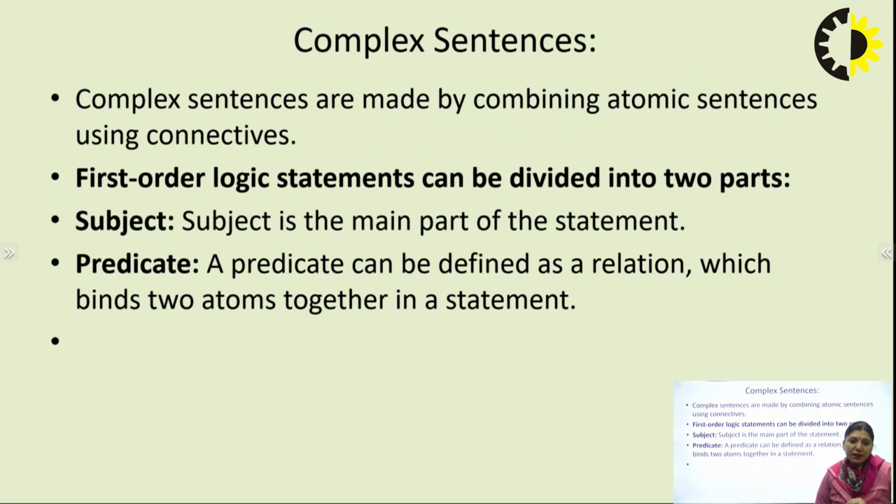Now coming to complex sentences. Those were the basic sentences, the atomic sentences. Complex sentences are made by combining atomic sentences using connectives. With the help of connectives, when we combine atomic sentences, we get the complex sentence formation. It also has two parts, the subject and the predicate. What is the subject? The subject is the main part of the statement, of course, and a predicate can be defined as a relationship which binds the two atoms together in a statement. That means the predicate represents the relationship, and the subject is the main part about which we are trying to define.